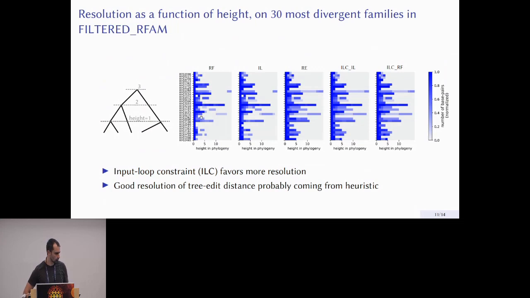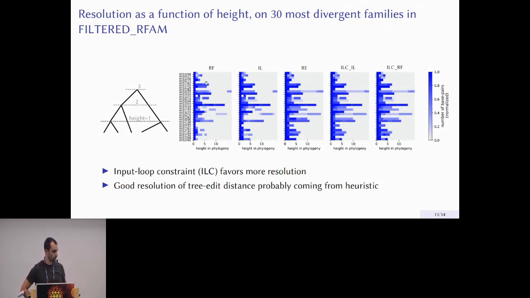And what we see here in this figure is a representation of the average number of base pairs as you move up the tree. So for height 1, height 2, height 3, etc. So this is the height in the phylogeny. And the color is the average number of base pairs. So this is more for intuitive representation, but what we see here is that we tend to get more blue as we go to the right.